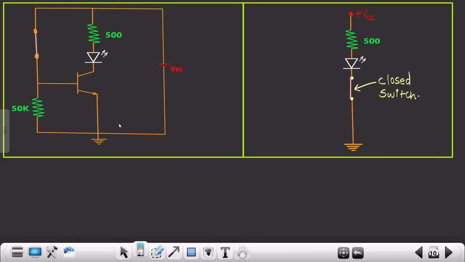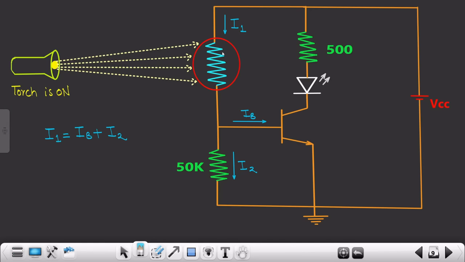So over here, as you can see, this particular LDR sensor will act as a closed circuit. That means it is going to provide resistance, but that would be in a few ohms. That means your I1 would be maximum, and since your I1 is maximum, your IB would also be maximum.